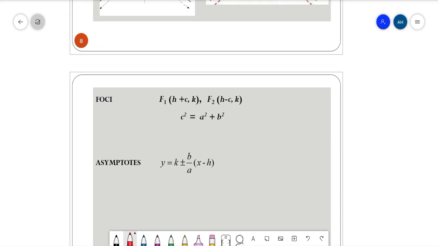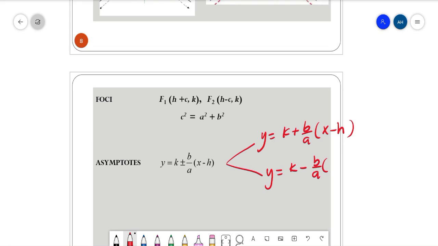Because we have two asymptotes, right? The first one is y equals k plus b over a, times x minus h. This is the first equation, that is, this asymptote has a positive slope or positive gradient. Now, the second asymptote has the equation y equals, we take the negative sign this time, k minus b over a, times x minus h, having a gradient or slope equal to negative, the one facing to the left. All right, this is the equation of the asymptote.